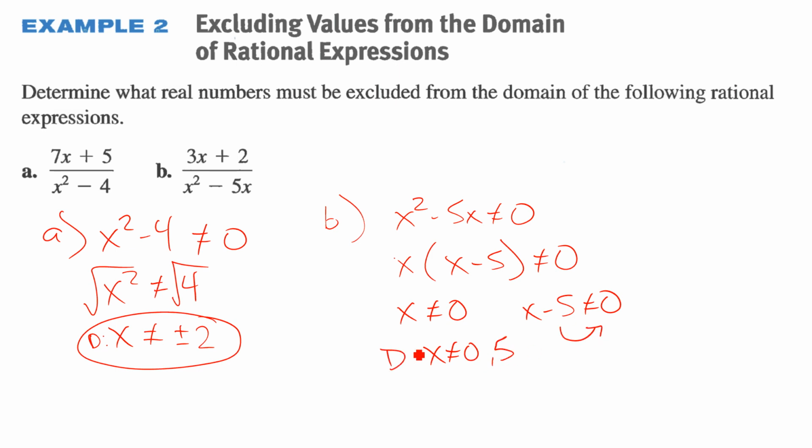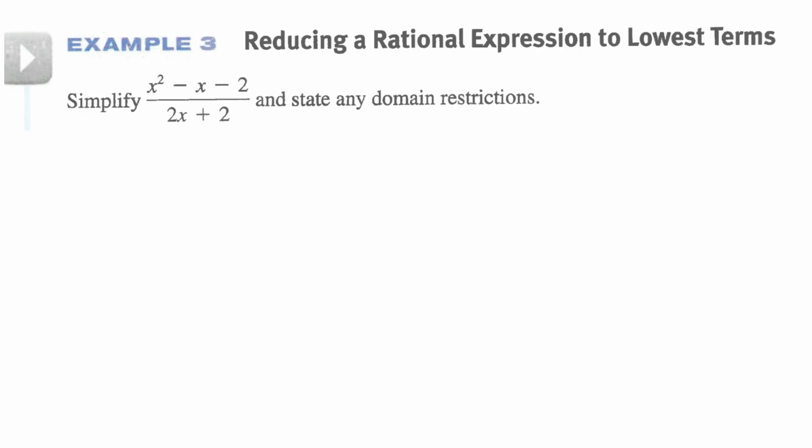That's your domain. Okay? Let's try one more. Simplify and state any domain restrictions. So let's factor the numerator. So what multiplies to -1 and adds to -2? X minus 2 and x plus 1.